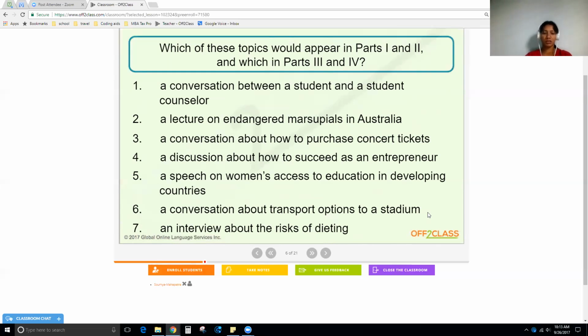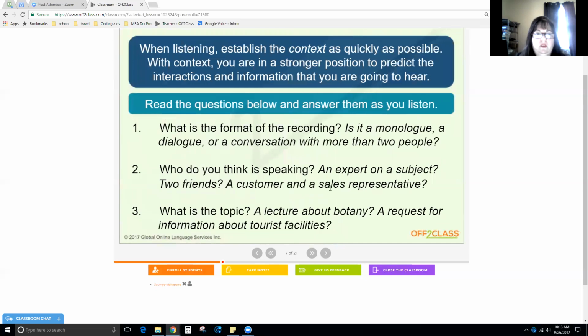Oh yeah, I'm kind of stuck on 3 and 4, didn't I? A conversation about transport options to a stadium. Part 3. Okay, and an interview about the risks of dieting. Part 3, 4. Okay, so you've already memorized what types of questions are where, so you have a good head start here. Okay, before you're done, you'll memorize all the templates for those as well.